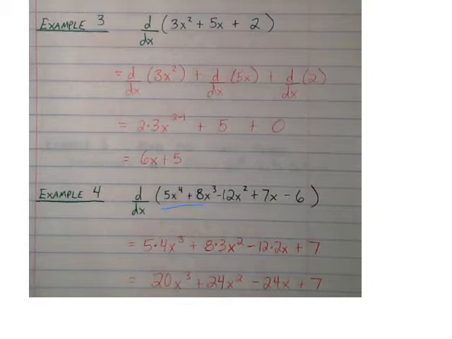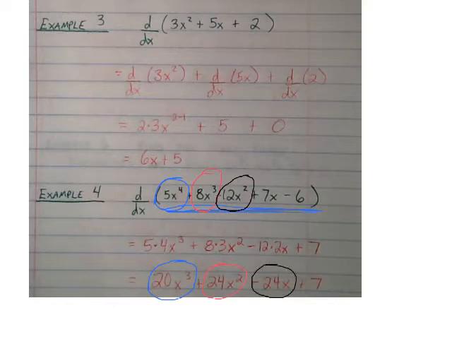And a mondo long one, we can actually just bust it down one at a time. The derivative of 5x to the fourth is 20x to the third. The derivative of 8x to the third is 24x squared. The derivative of negative 12x squared is negative 24x. The derivative of 7x is 7. And the derivative of negative 6 is 0. So there we go, 4 quick examples of the power rule.